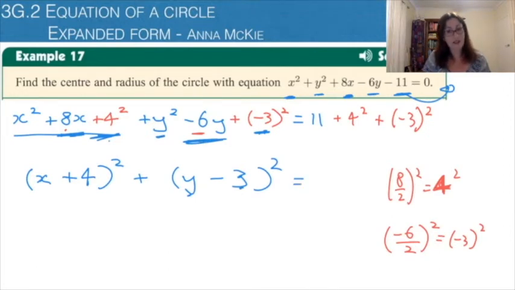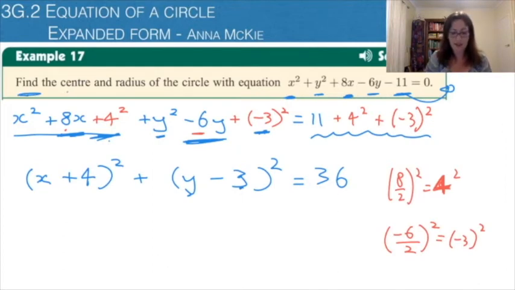And on the right hand side, you work out all of those numbers. Feel free to use your calculator if you need to, and I can tell you it comes out to be 36. But go back and read the question. That's what my maths teacher always taught me to do. It didn't say leave it there. It said find the center and the radius. So you actually need to state what they are.